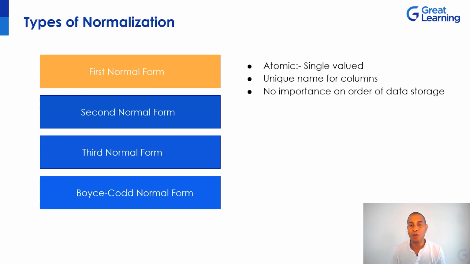As we discussed before, that word atomic is very important. It means that we cannot separate or subdivide that particular value that exists in a table. It's a unique name for columns. So we want to have unique names for columns and no importance on the order of data. So that is the attributes of the first normal form. And I'm going to show you an example of this. What we're trying to achieve is that all values are in an inseparable form. And I'll show you that in one second in the table example next.